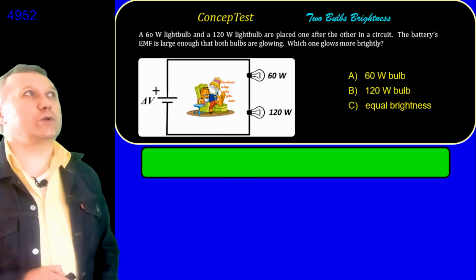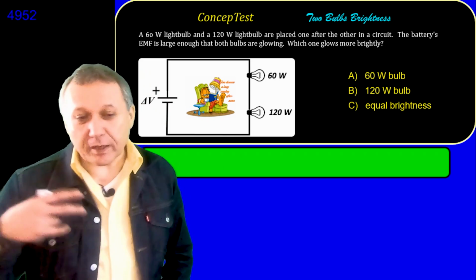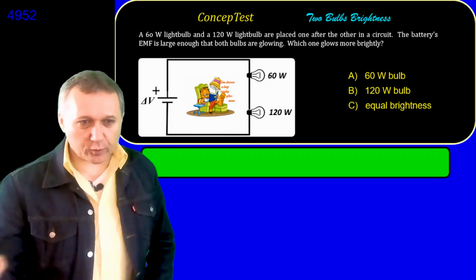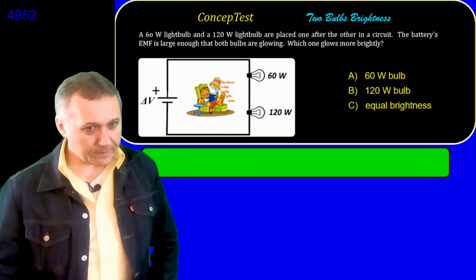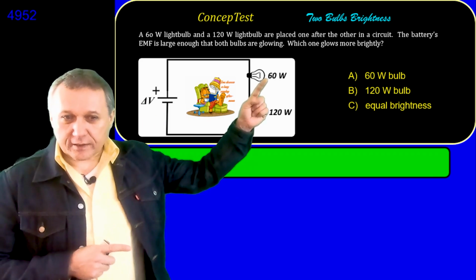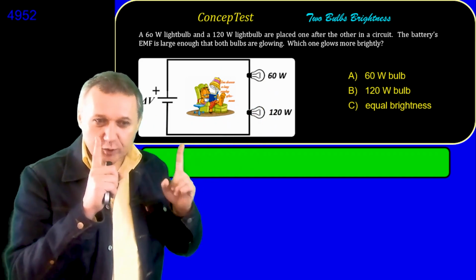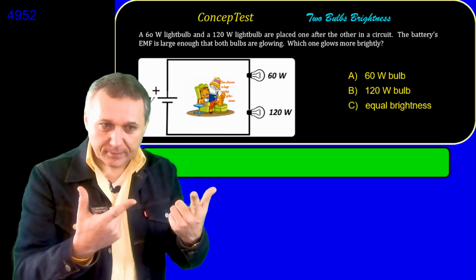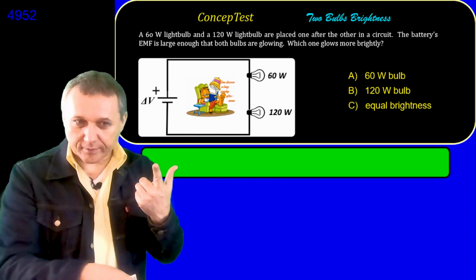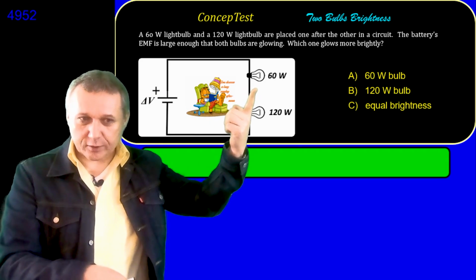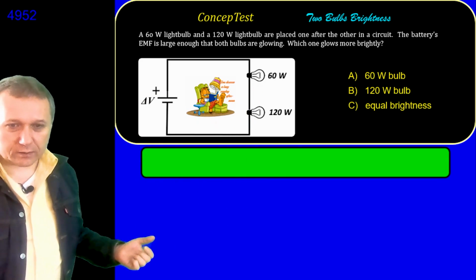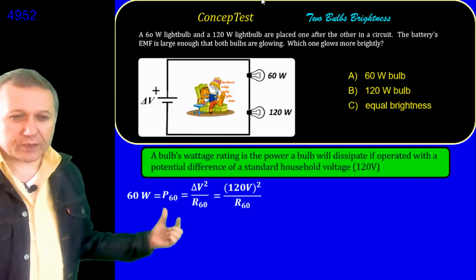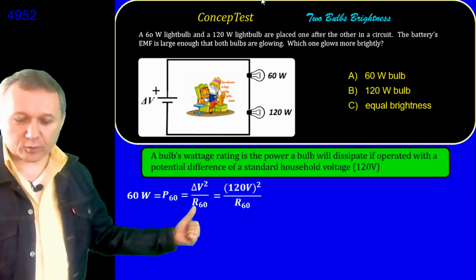And which formula do I want to use? We have three: I times delta V, delta V squared over R, and I squared times R. We know that these numbers were calculated assuming that delta V is 120 volts. So we know delta V. I want to get information about the resistance R, and power is given, right? So it's better to use this formula: delta V squared over R.